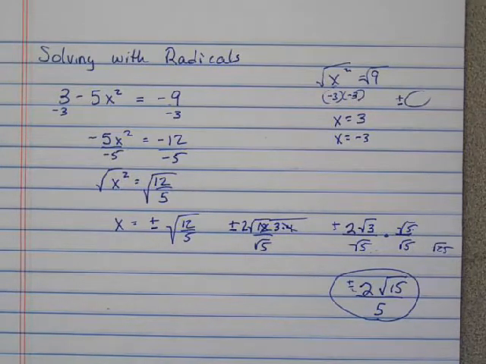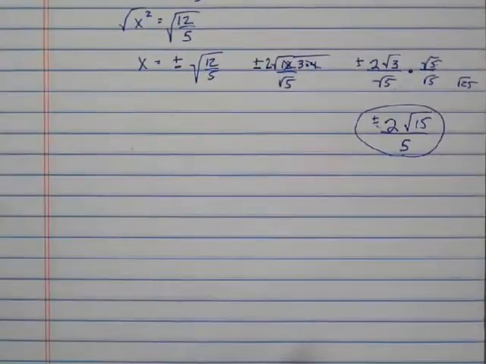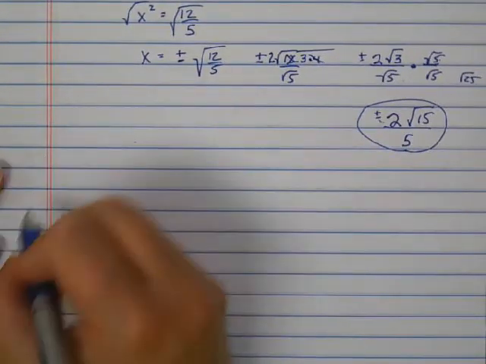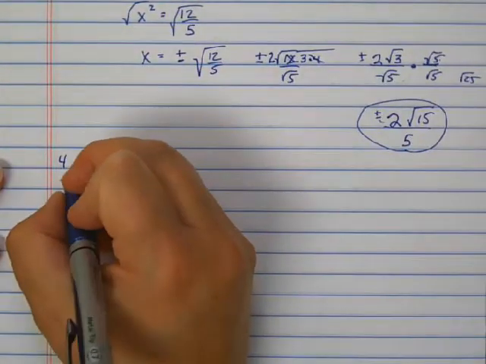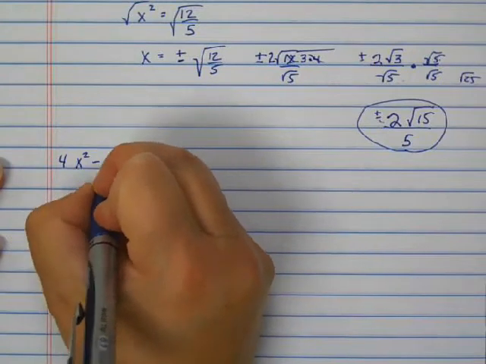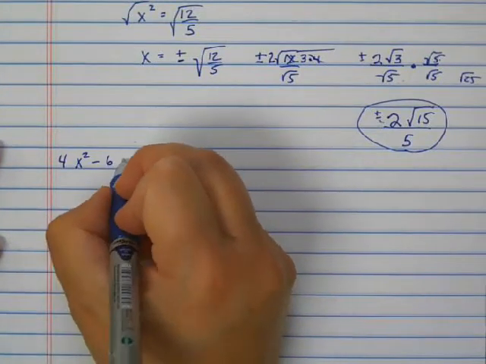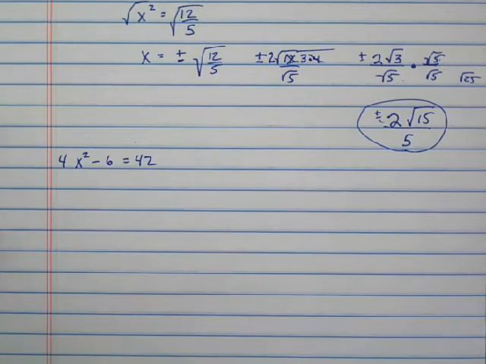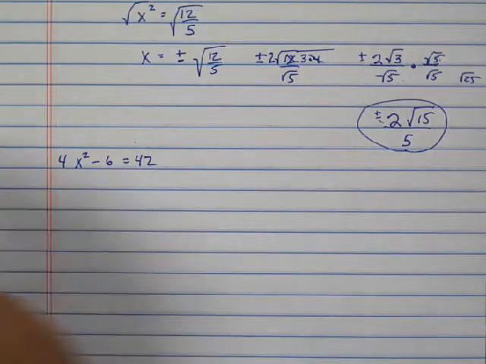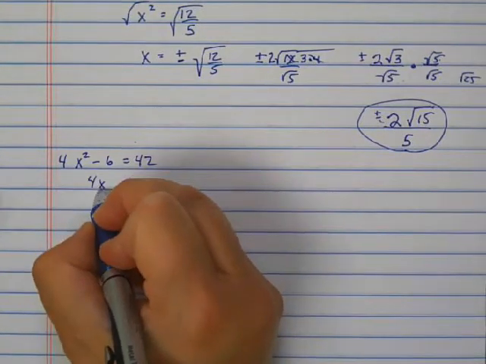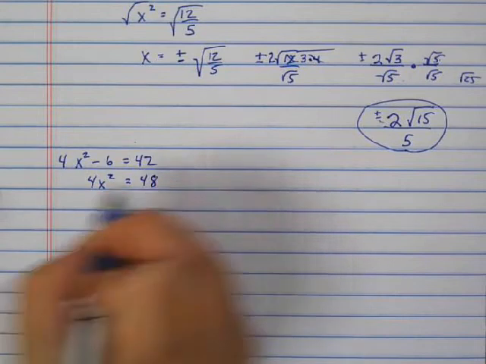Let's do another example of this. So here's the next example. 4x squared minus 6 equals 42. So I'm trying to figure out what value could I put in for x that would make this a true statement. So I'm going to start by adding 6 to both sides. I get 4x squared equals 48.